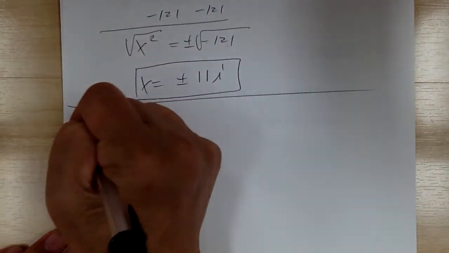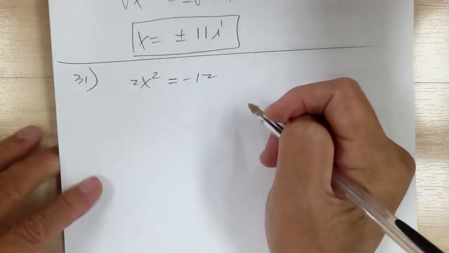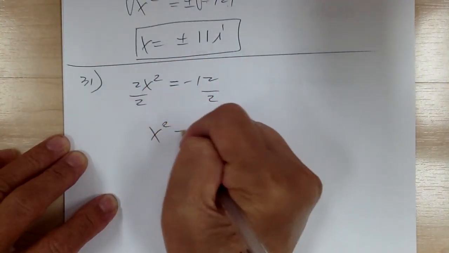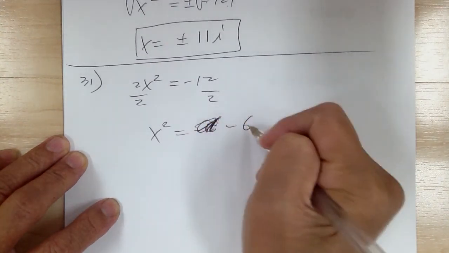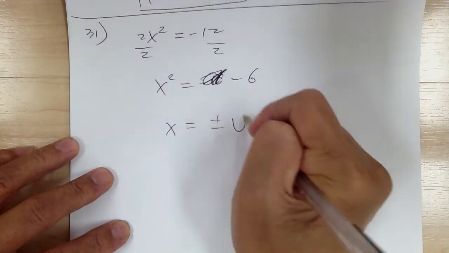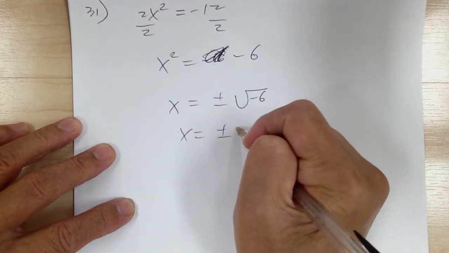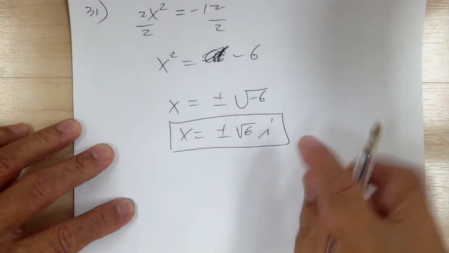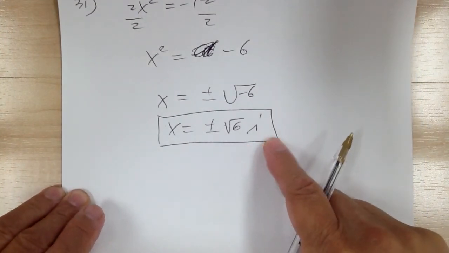Okay, let's go to 31. You have 2x squared equal to negative 12. To take the square root, you need to get rid of the 2 first. So divide by 2, and you get x squared equal to negative 6. So take the square root. So x will equal plus or minus the square root of negative 6. And so x will equal plus or minus square root of 6 i. Again, always put i in the back, because later on you have to put it in the a plus bi form. So get into the habit of putting i in the back.